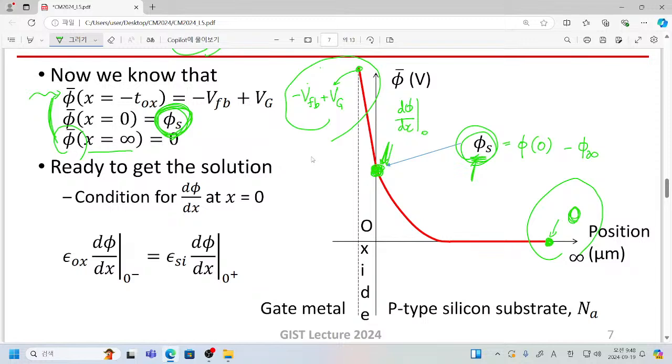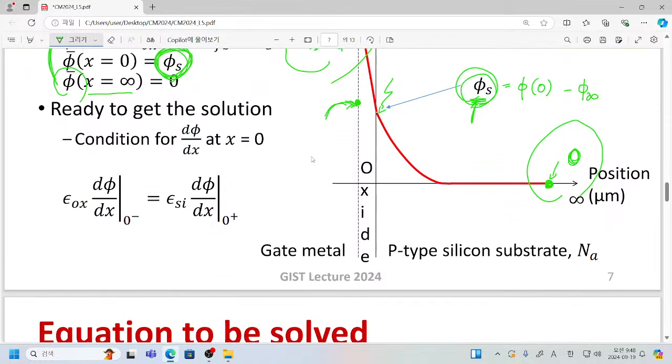But now your system is a little bit extended and your boundaries are shown here, and it means that you must also introduce a certain condition for this quantity here, and it is no longer a given value. So how can we get the solution? We must introduce an additional condition, and at x equal to 0, the continuity of what?